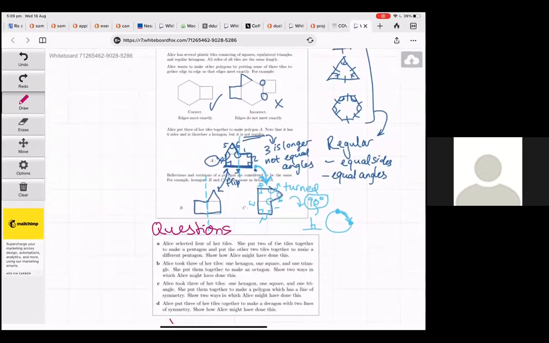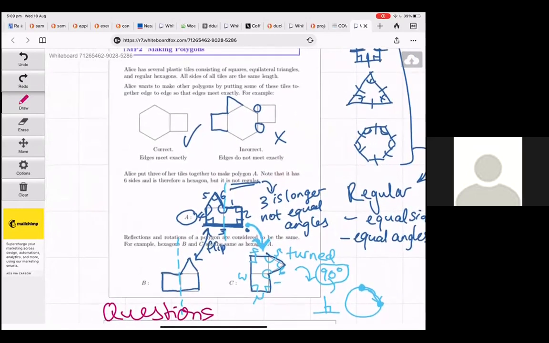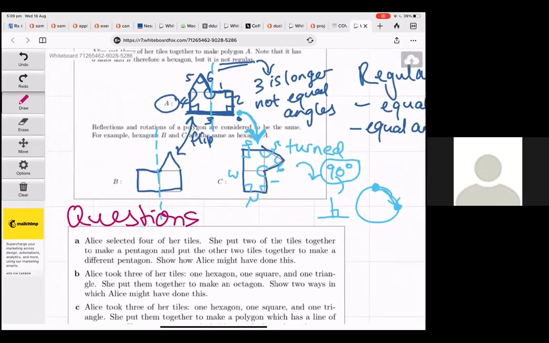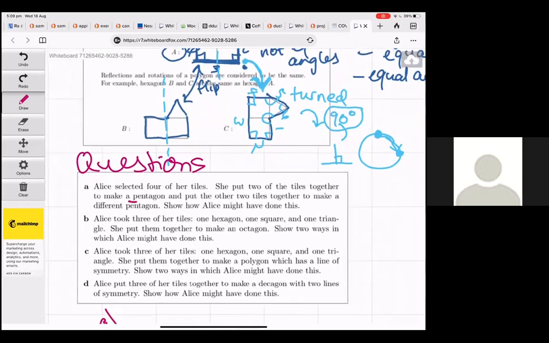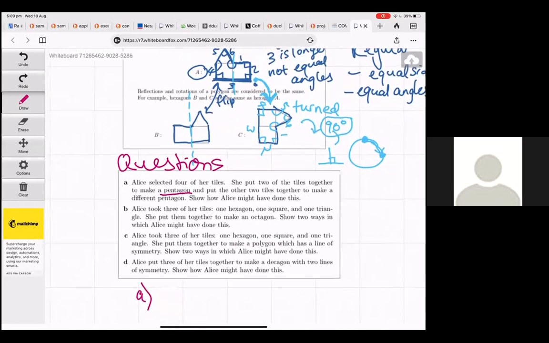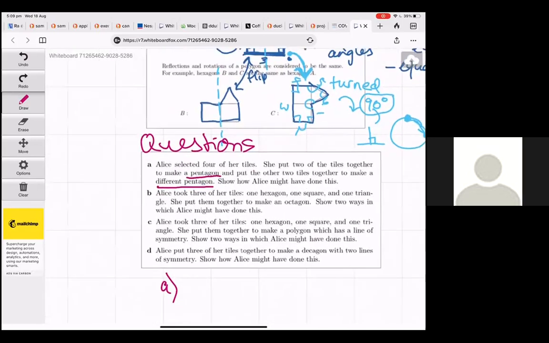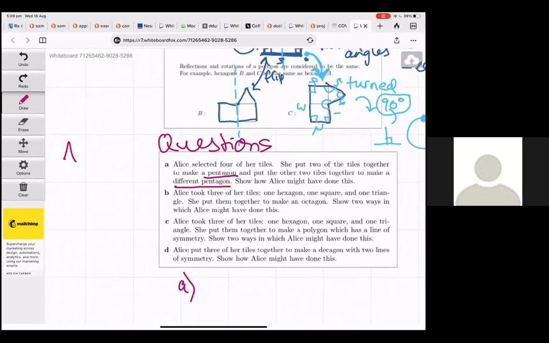Okay. So let's remember, what tiles does Alice have? She has 4 tiles and she used 2 of her tiles to make a pentagon. So you've got to make one pentagon and make another one, but in a different way. So okay, let's start with, what tiles does Alice have to select from?